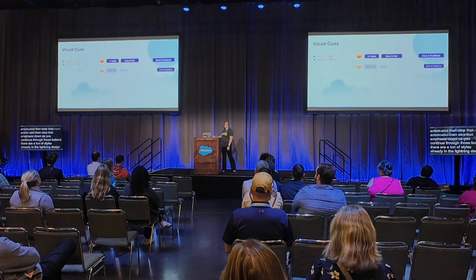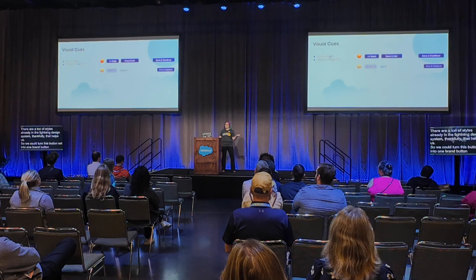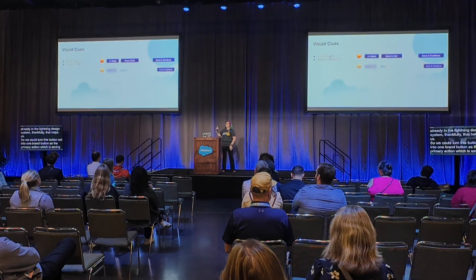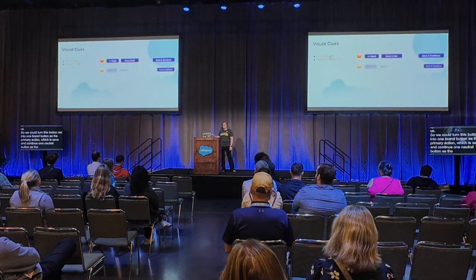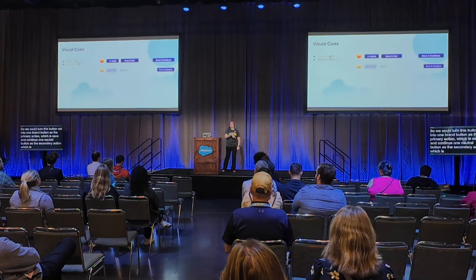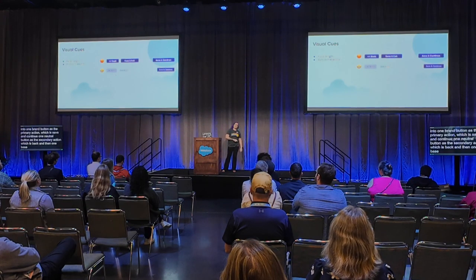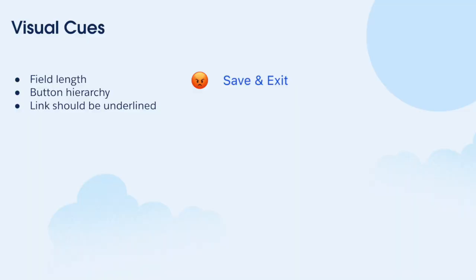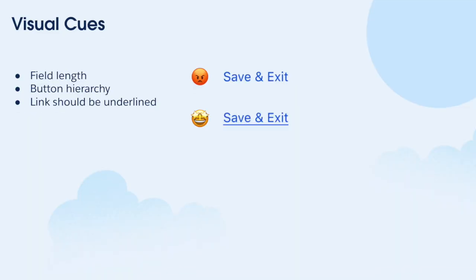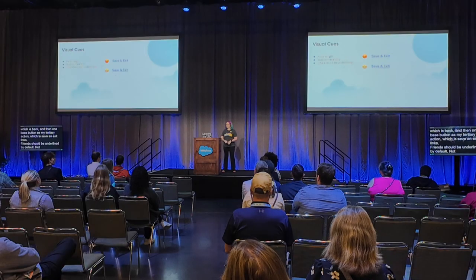Thankfully, that helps us. So we can turn this button set into one brand button as the primary action, which is save and continue. One neutral button as the secondary action, and then one base button as my tertiary action, which is save and exit. Links, friends, should be underlined by default, not on hover.